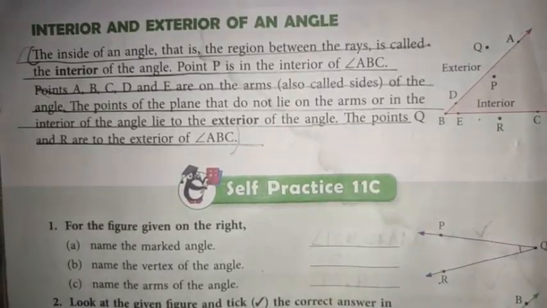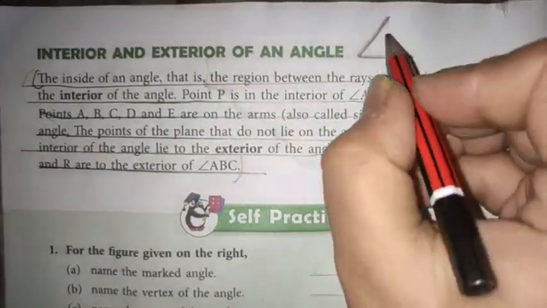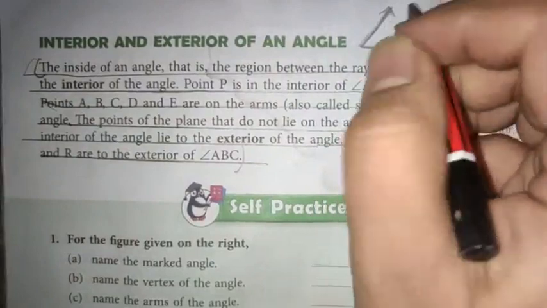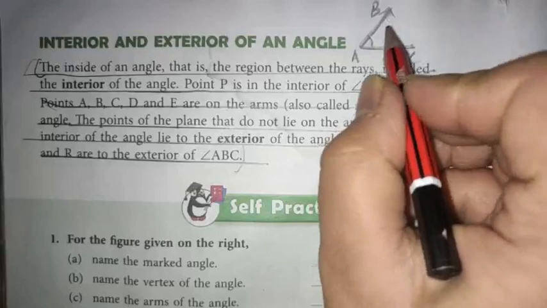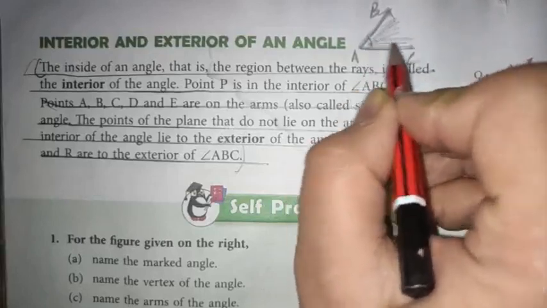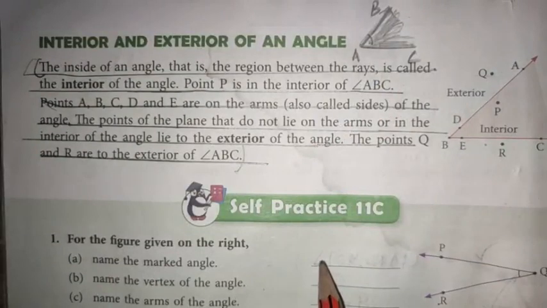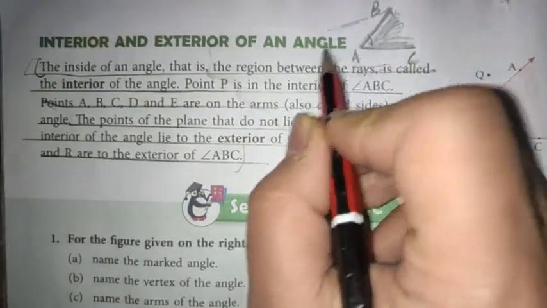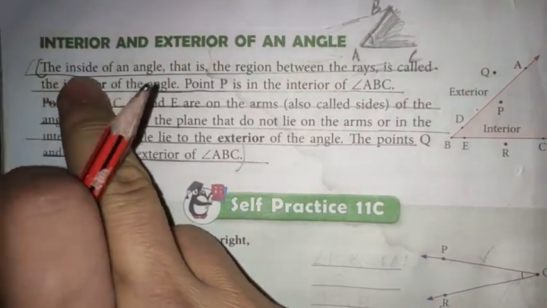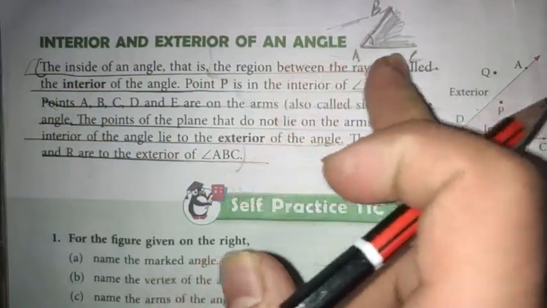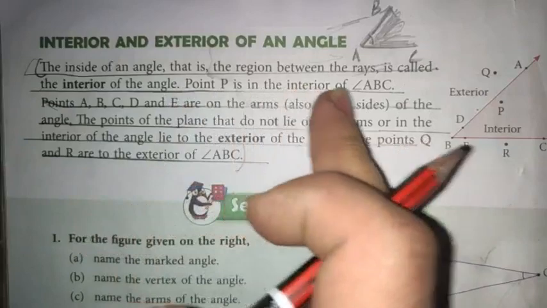The name itself is indicating it. Suppose you have an angle like this, and you give it a name, BAC, angle BAC. The inner portion, the shaded part, is called the interior part. The exterior part, or the outside part, is known as the exterior of an angle. The inside of an angle, that is the region between the rays, is called the interior of the angle. Suppose in this angle, point P is the interior.